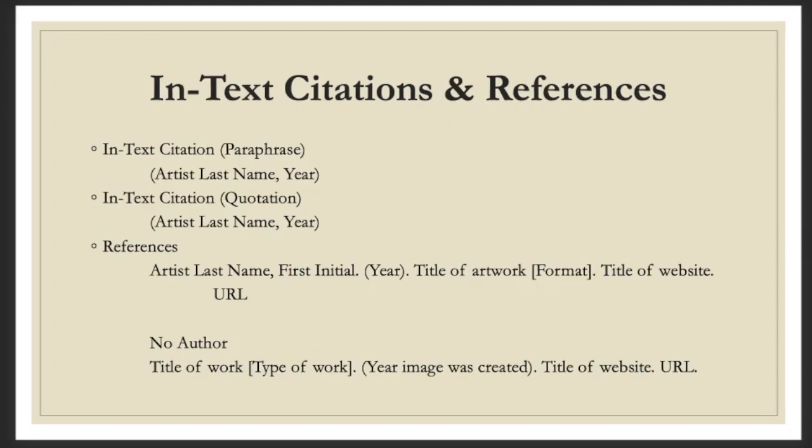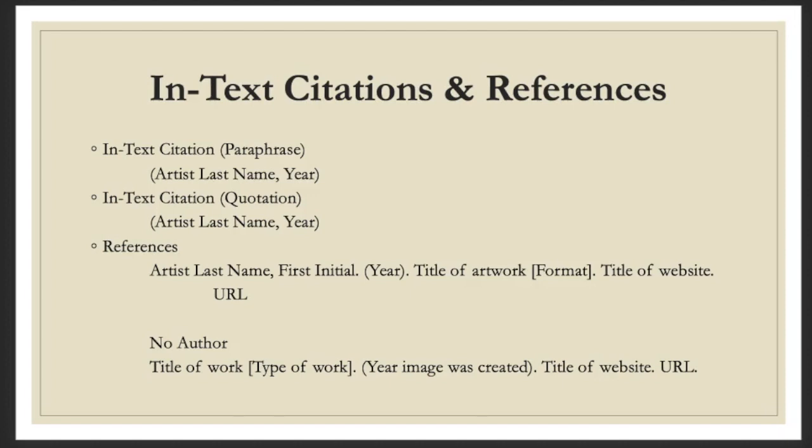So in-text citations and references, just a little review. If you are doing an in-text citation, you will do a paraphrase. And for that in-text citation, after the paraphrase for the image, you would do artist last name and year. So this is only if you are referring to the images that you use that are not yours. For the in-text citation for a quotation, you would do the same thing: artist last name, year.